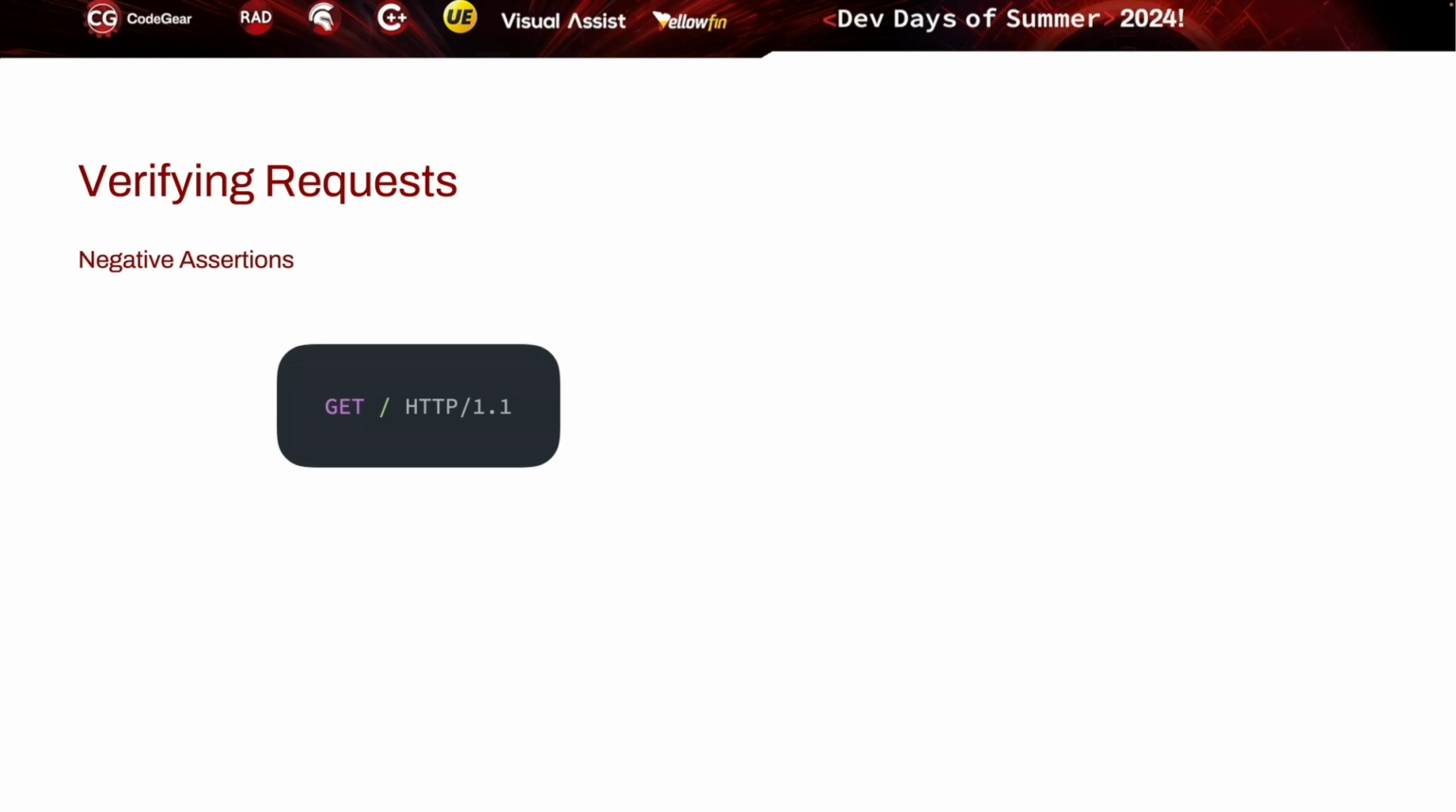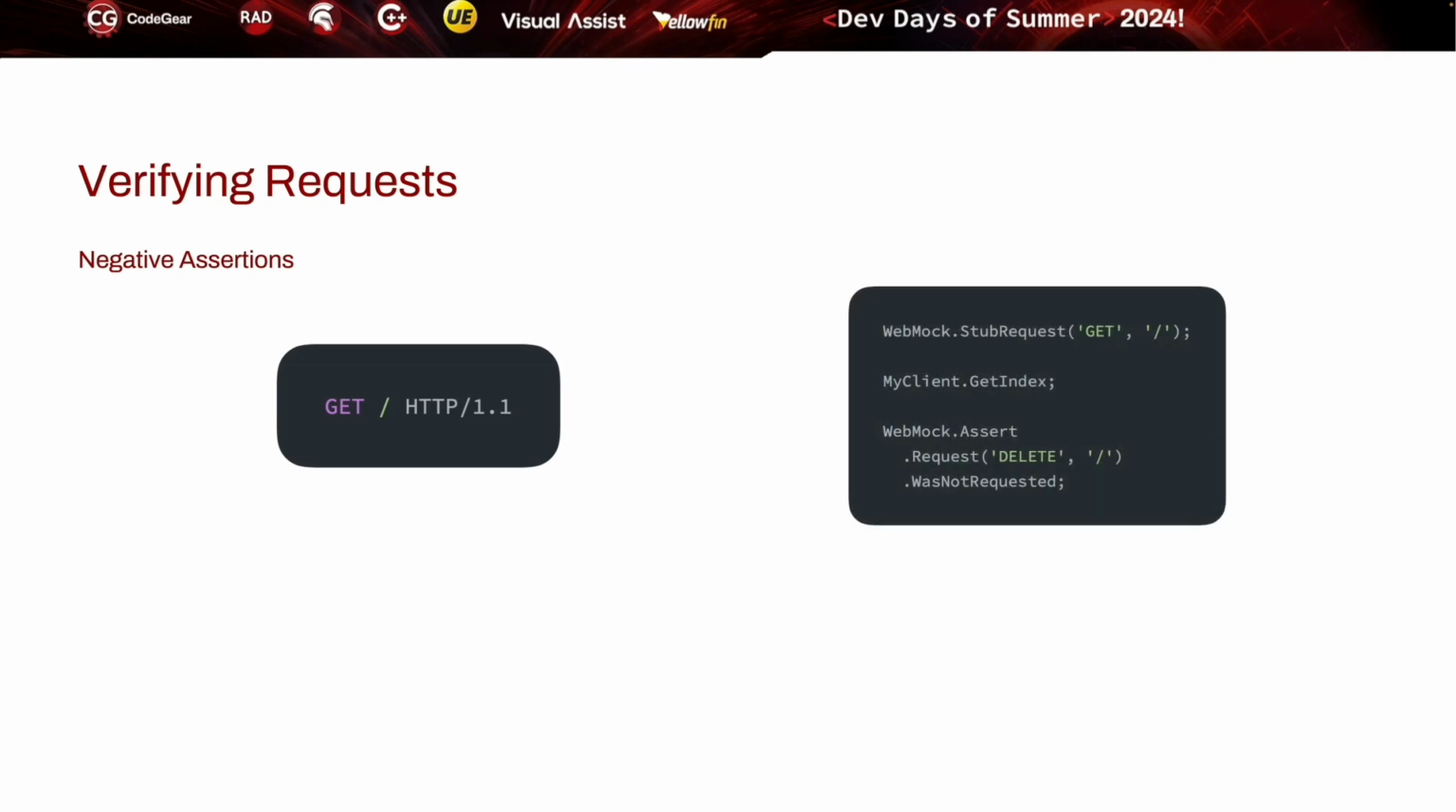And then it's worth noting there are negative assertions. So if get / comes in, we stub the request. What if we want to make sure that a request wasn't made? In this case, we're saying when we do a my client get index, we aren't expecting a delete. This is a slightly contrived example, by the way, but it's webmock assert request delete / was not requested. So we're just saying the inverse of it. You could do some of these things without these inverse methods, but it just cleans up the syntax by doing it this way.